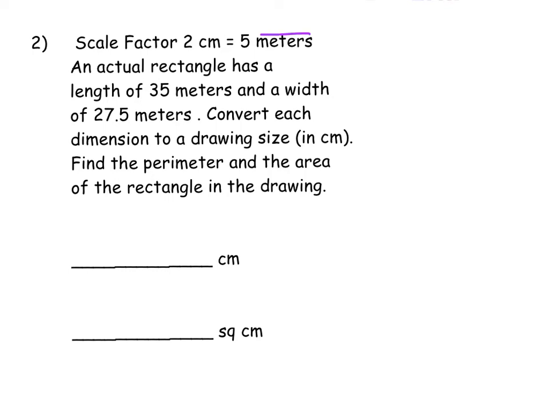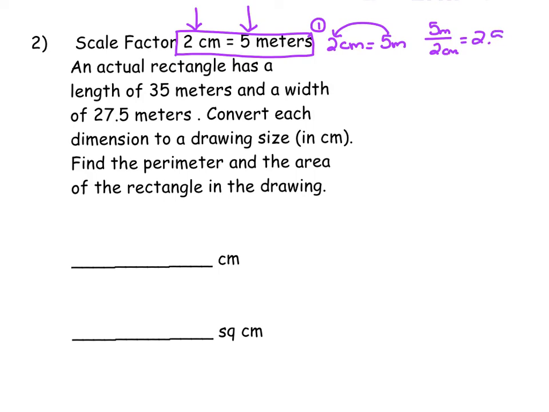In problem 2, you're given a scale factor of 2 centimeters on paper equals 5 meters in the real world. So let's just jot that down in our notebooks. Now, let's calculate the rate. 5 meters divided by 2 centimeters means we're working with a rate of 2.5.